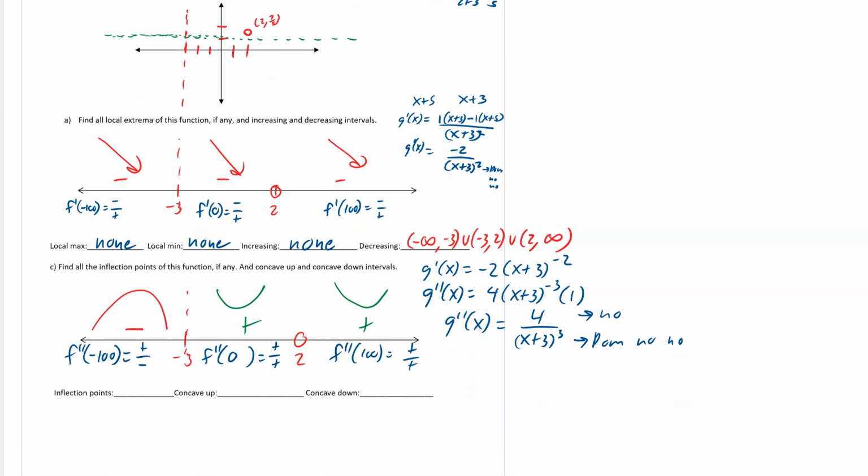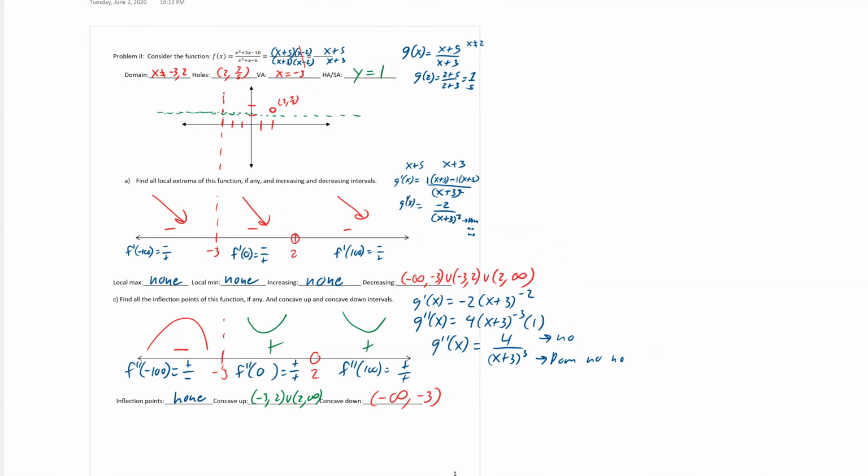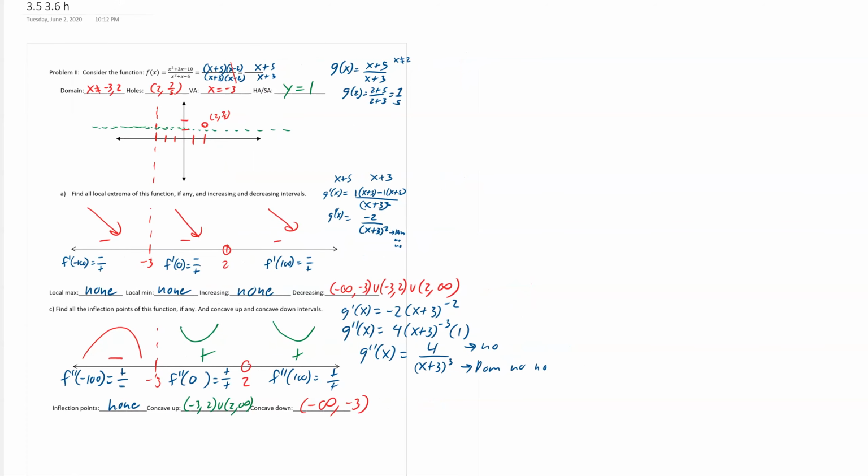So inflection points, no, because we didn't have any numbers that came out, so none. Concave up, yes. We have concave up from negative 3 to 2, union 2 to infinity. Yes, you do have to split it because that point doesn't exist. And then from negative infinity to negative 3, we have concave down. So now we just have to place this on our graph.